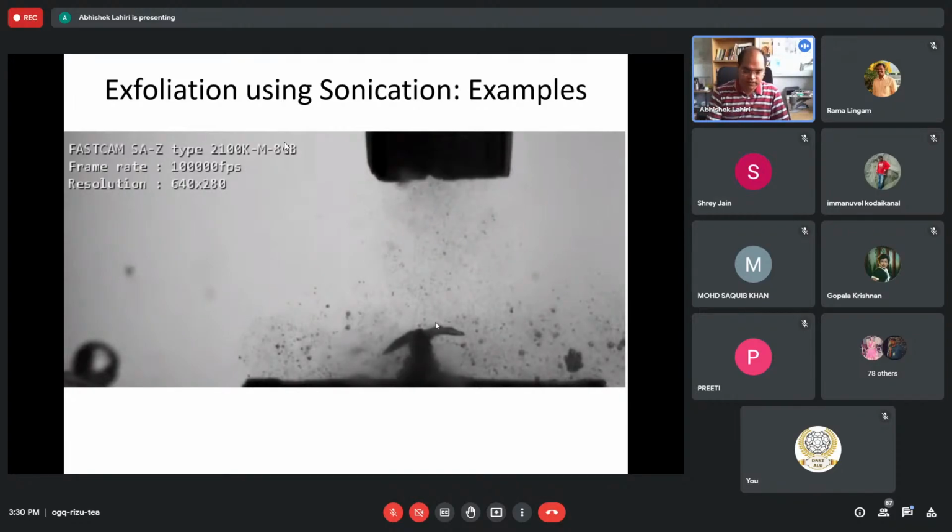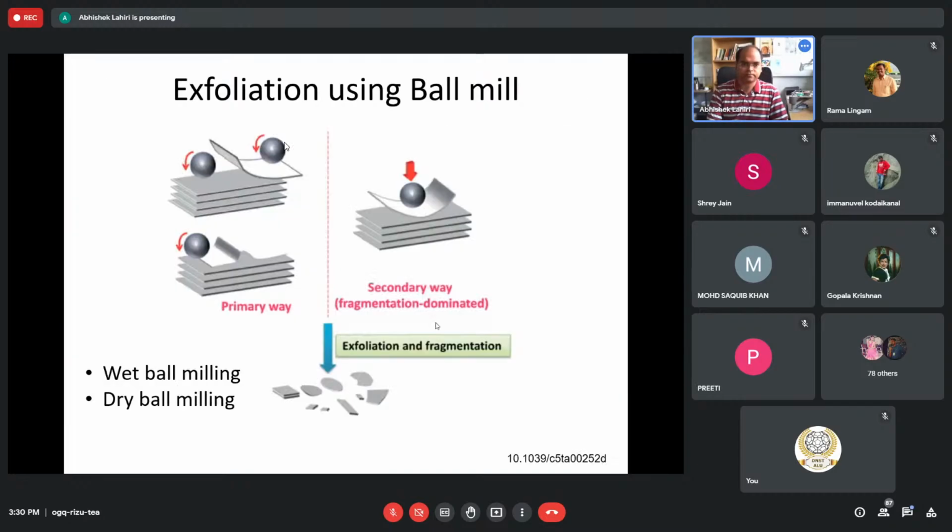So this is the first way of exfoliating two-dimensional structure using sonication. The second technique which I would talk about is exfoliation using ball mill. Now we have talked about ball mill.